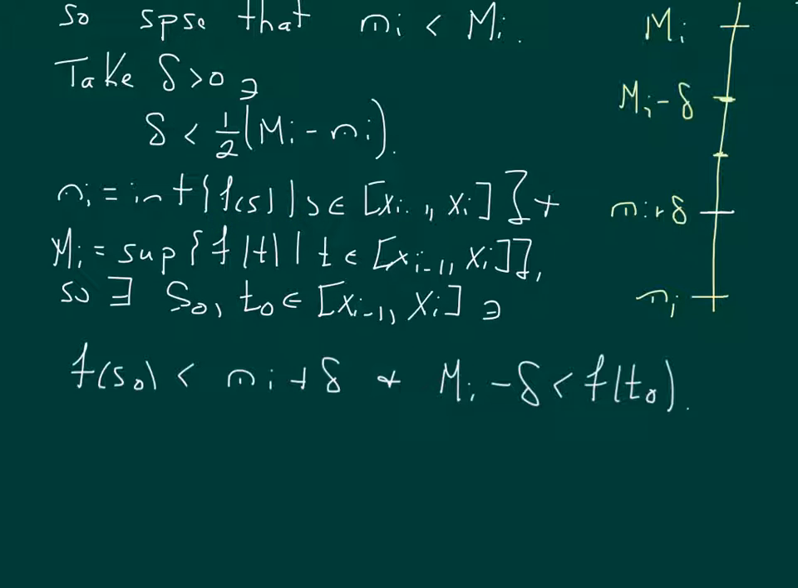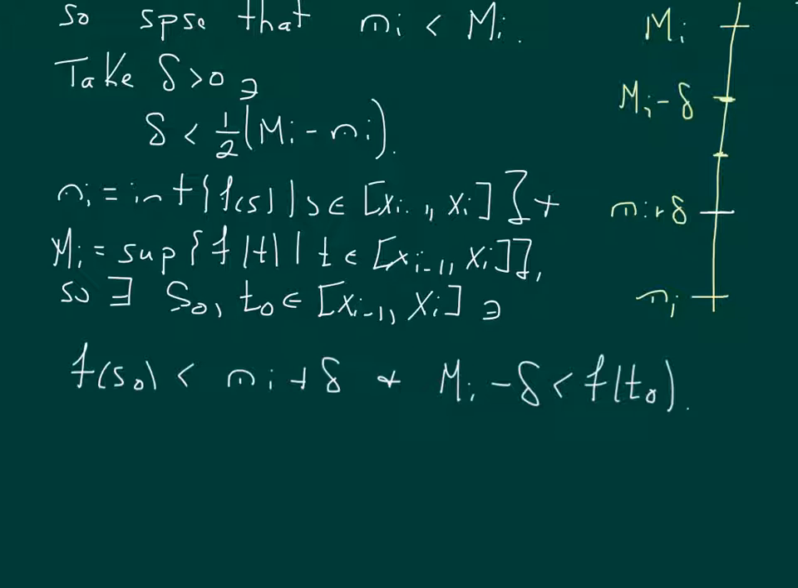In other words, it's the greatest lower bound of this set. We add delta to this greatest lower bound, and we no longer have a lower bound. There must be an element in this set, in other words, an s0 in this ith subinterval, such that f of s0 is less than m sub i plus delta.